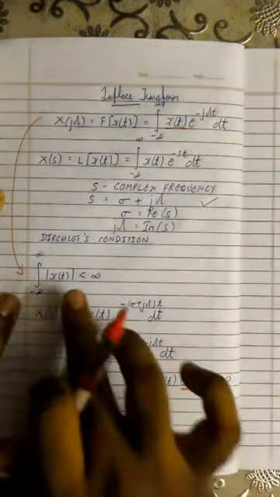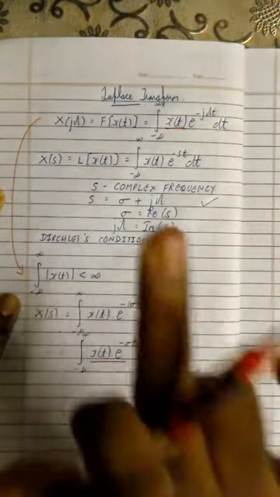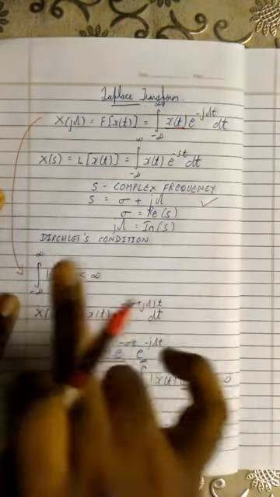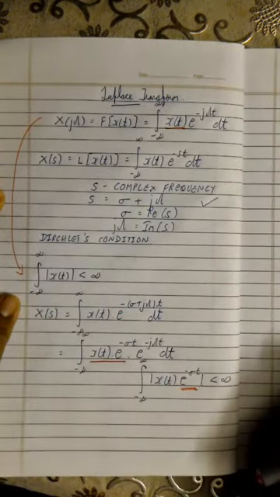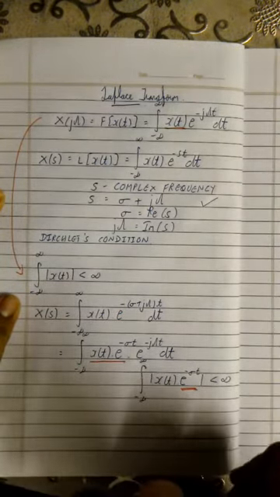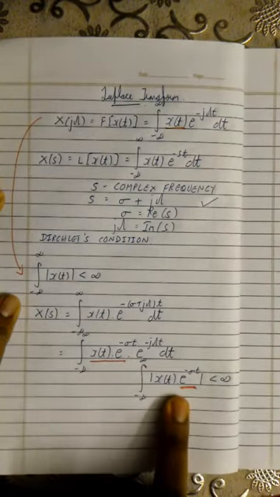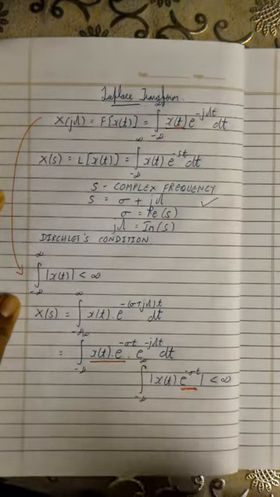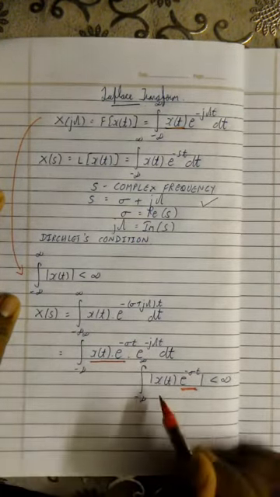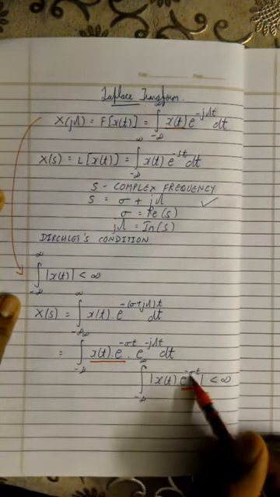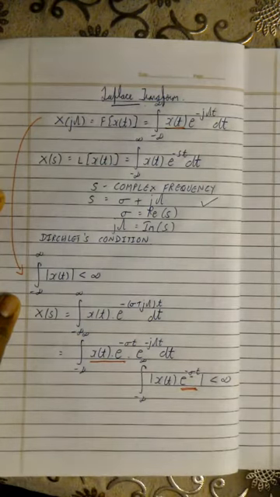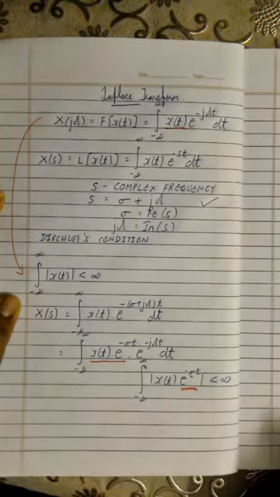In the case of Fourier transform, the existence of Fourier transform depends on this equation, which in turn depends on x of t. Whereas the existence of Laplace transform depends on this equation, and this equation depends on two things. That is, one is our signal x of t, and the other is the value of sigma. That is one of the main advantages of Laplace transform.